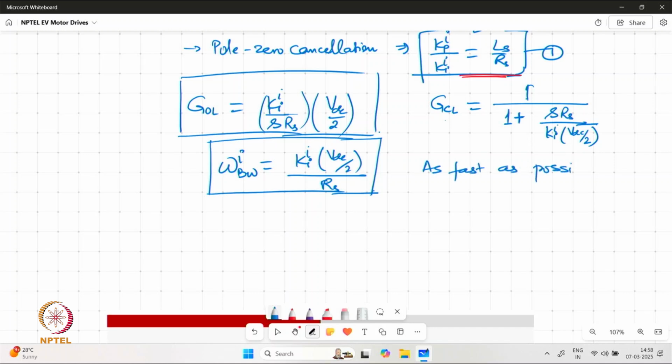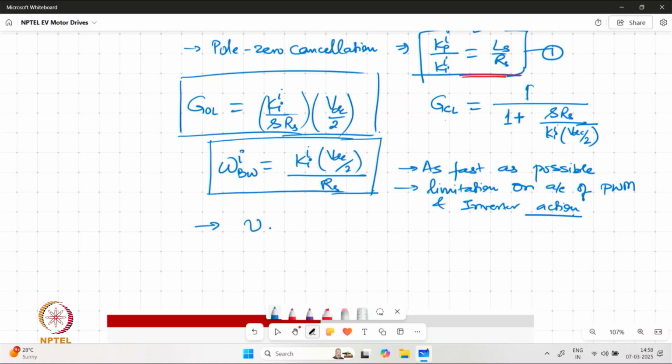However, there is a limitation on account of PWM and inverter action. So we must note that the voltage generated by inverter is happening through, as one of the examples we have seen in case of sine triangle PWM, the modulating signal and carrier comparison.